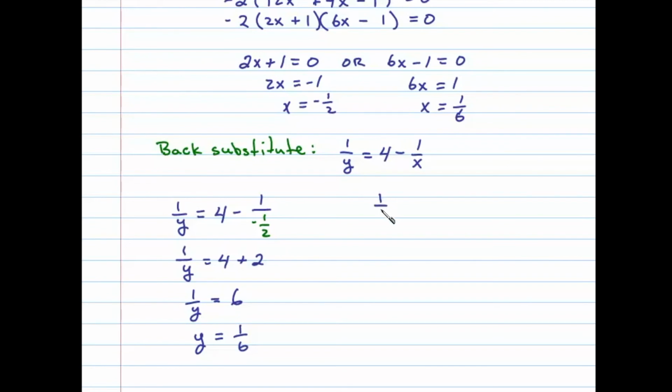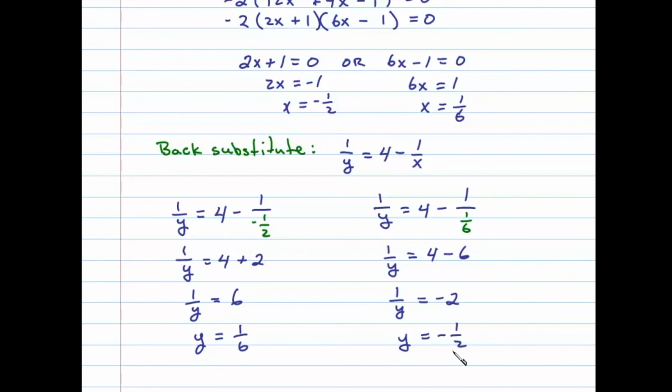Now similarly, 1 over y will equal 4 minus 1 over x when x is 1/6. We'll substitute that in there. And we get 1 over y equals 4 minus 6. 1 over y equals negative 2 tells me when x is 1/6, y then will be negative 1/2.